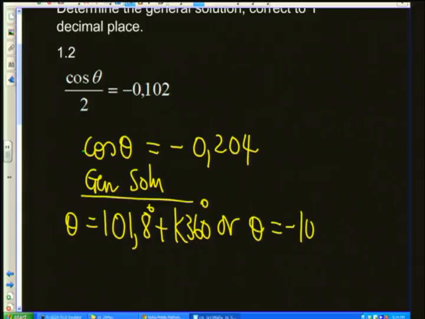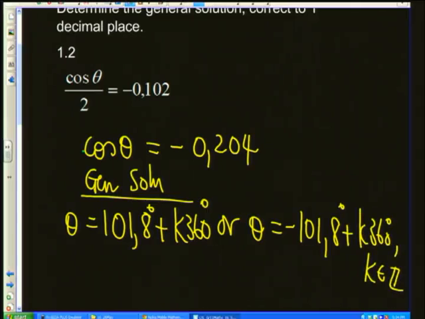So it's negative 101,8 plus k360. So that means k is an element of the integers. Right.